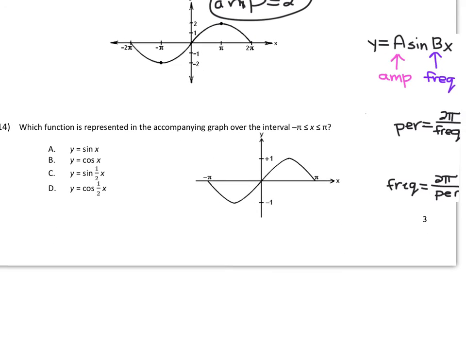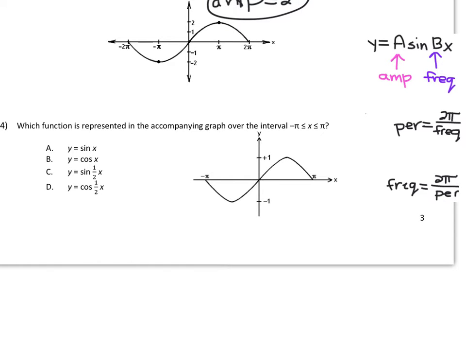All right, number 14, they just want to know which graph is shown here. Now, first of all, you can see it's going through the point 0, 0. So we know this is going to be a sine curve. So I'm going to eliminate B as well as D because those are cosine curves. Now, the only difference between choice A and choice C is choice A has a frequency of 1, which means you would fit exactly one sine curve between 0 and 2 pi, or in any span of 2 pi units.